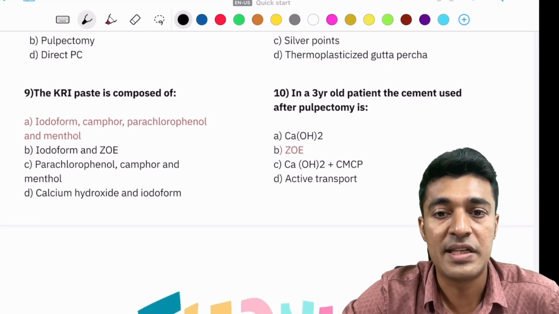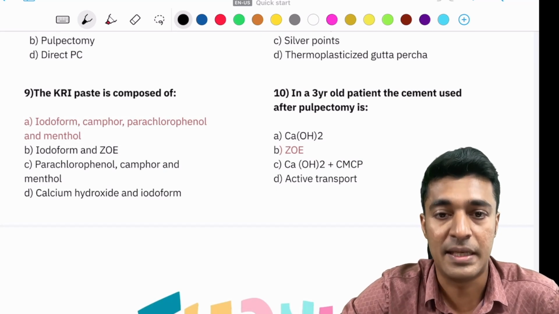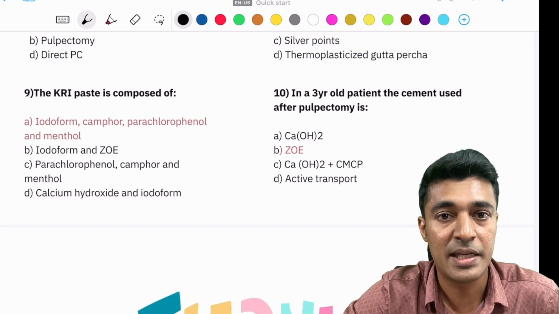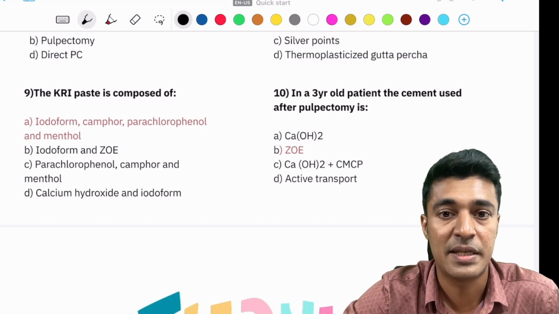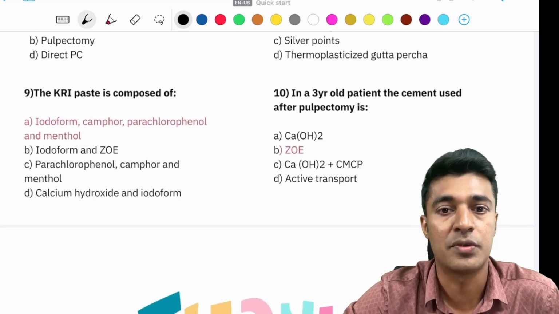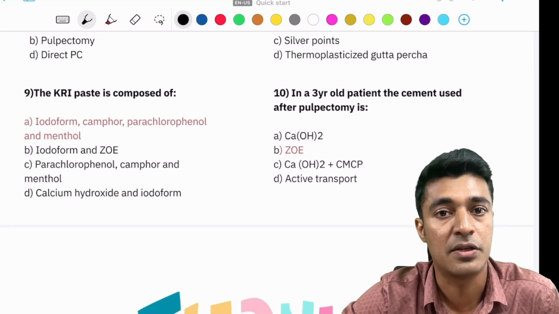In a 3-year-old patient, the cement used after pulpectomy is, the most commonly used antibacterial canal filling agent is zinc oxide eugenol. So the option is B and the answer is zinc oxide eugenol.